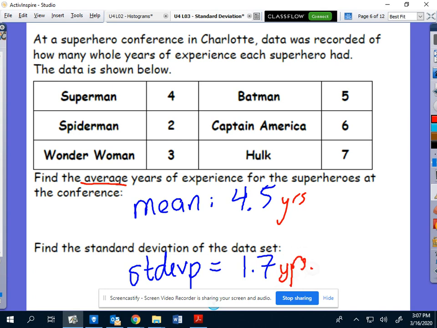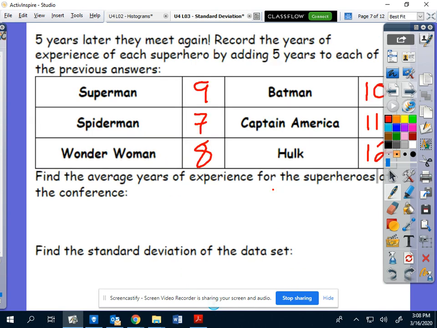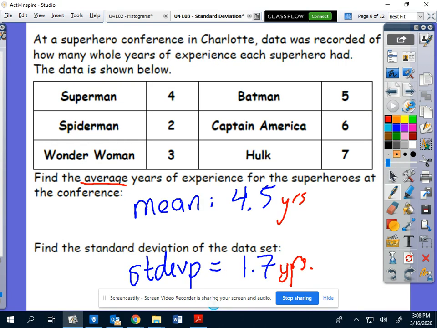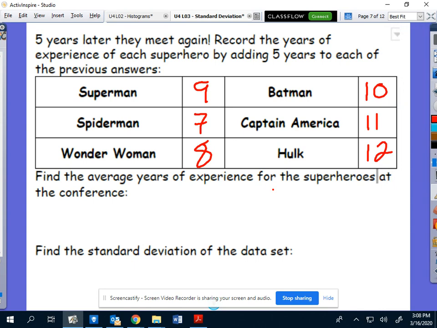Okay? So the question really is going to become now, not just what those values are, but how do they change? So for example, if we have a reunion 5 years later, Superman was at 4 years of experience. So now 5 years later, Superman has 9 years of experience. Wonder Woman was at 3, so she now has 8, so on and so forth. So the question is, how have my data values changed? What's my average years of experience now?